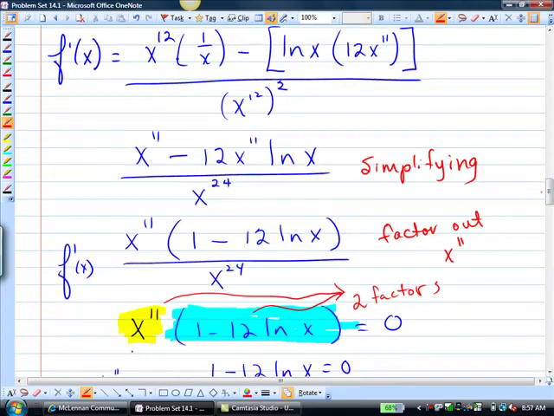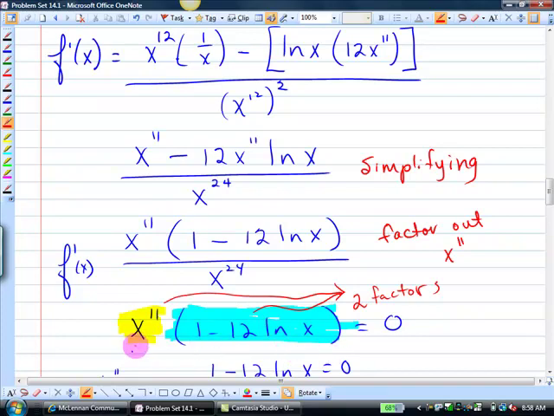Okay, here's our derivative right here, and we're going to set that equal to 0. Well, x to the 24th goes where? Away. We don't have it anymore. So we just have this. What I did was color code it so you see those are your two factors. x to the 11th is one of them, and then 1 minus 12 ln x is the other one. You're going to have to remember some algebra to do this part, but that's what we're about to do.